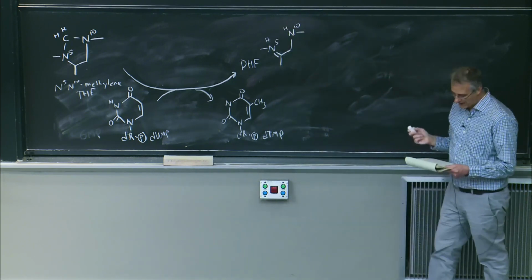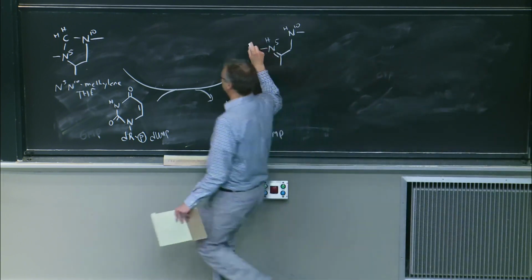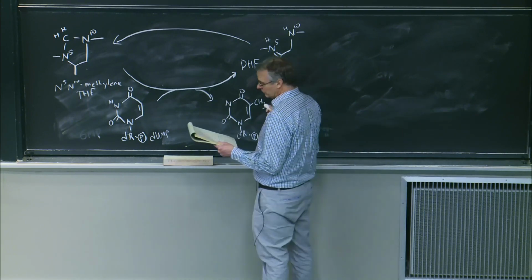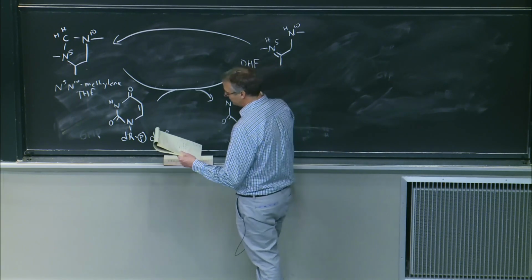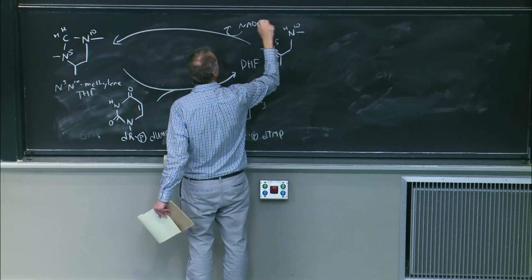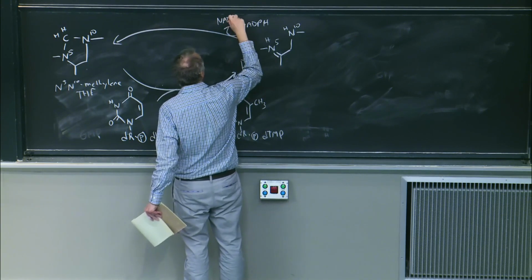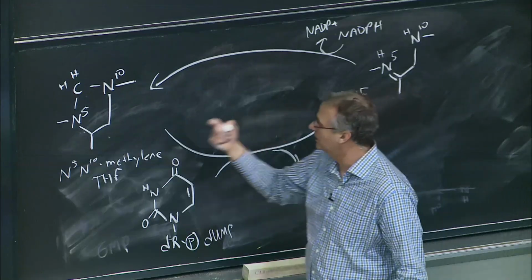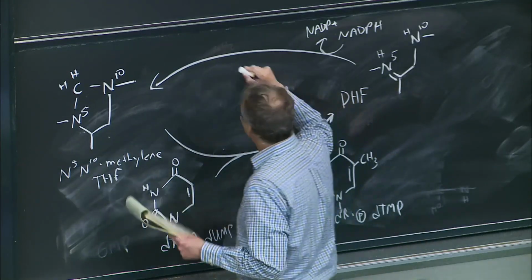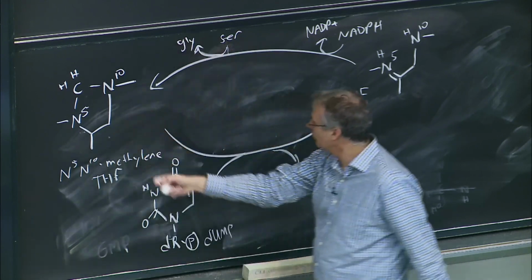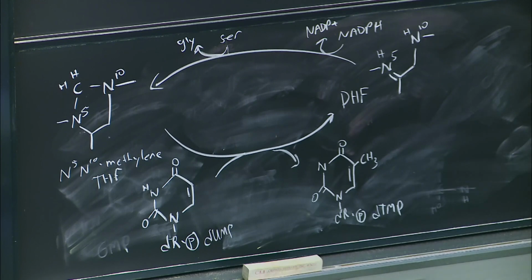Okay, and that dihydrofolate, of course, has to be re-reduced back to the tetrahydrofolate and pick up a 1-carbon unit. And so this comes from NADPH to NADP+. So oxidize NADPH, reduce dihydrofolate back to tetrahydrofolate, pick up another 1-carbon unit from serine to glycine conversion, and in the end, this is how you synthesize thymidine.